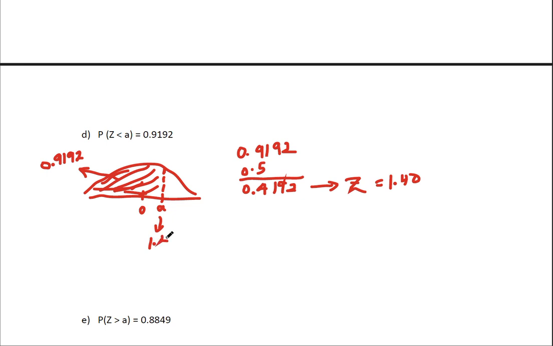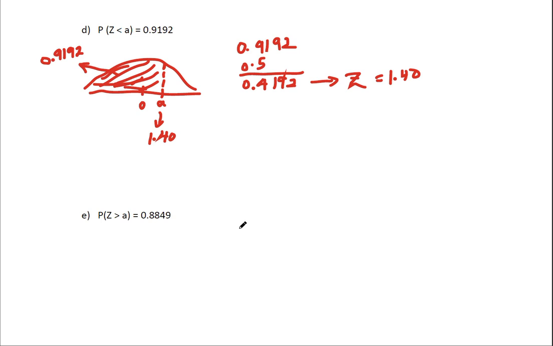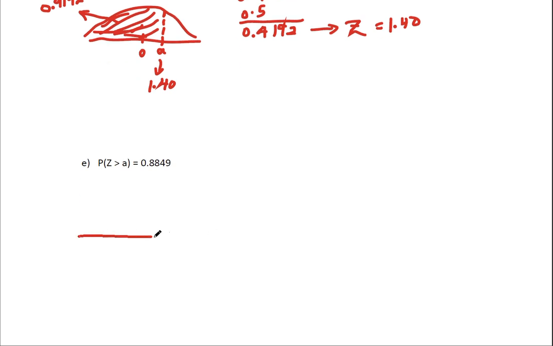In other words, the probability that Z is less than 1.4 is equal to 0.9192. That is the value of A, 1.4, whereby the area to the left of it, in other words, the area less than it, would give us a probability of 0.9192 on the full table, or on the half table 0.4192, having taken 0.5 from it. So that's how we really reason through these problems logically and easily.